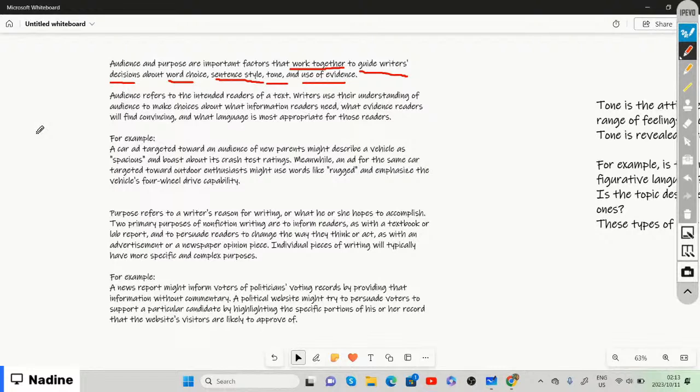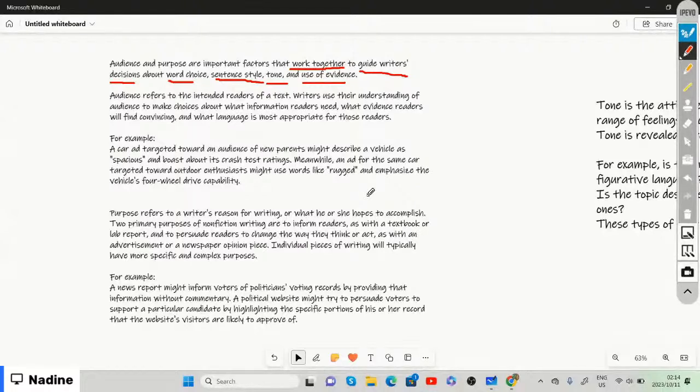Now, purpose. Purpose refers to a writer's reason for writing. So, what is the reason for writing? Is it some form of inspiration? Purpose refers to a writer's reason for writing and what he or she hopes to accomplish. If they start writing, remember it is the same as having an end goal.